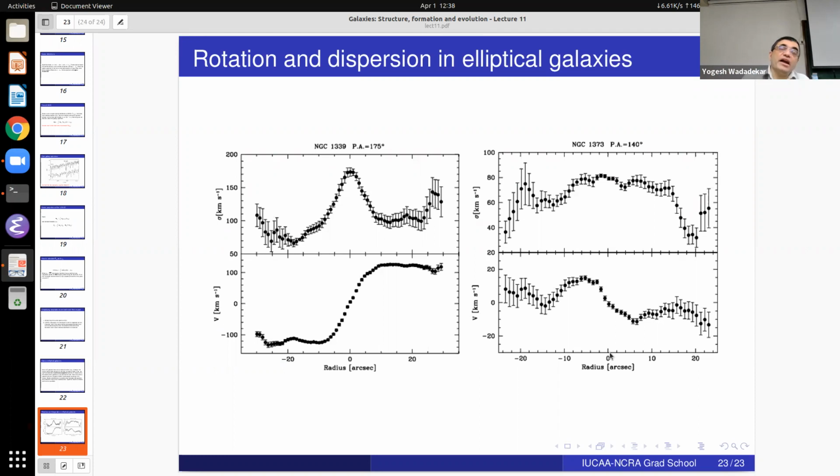Yes, it will have a higher velocity dispersion in the z-axis. Correct. What do you mean by gradient in the velocity? No, it is much more complicated than that.